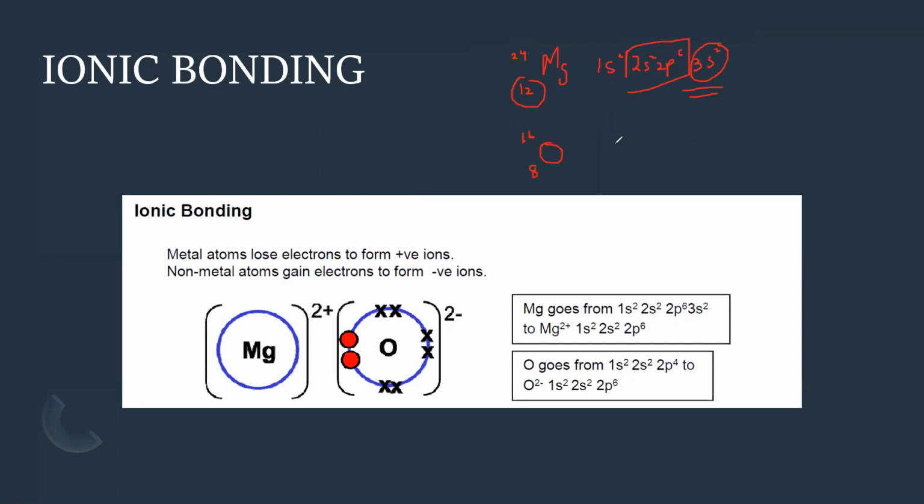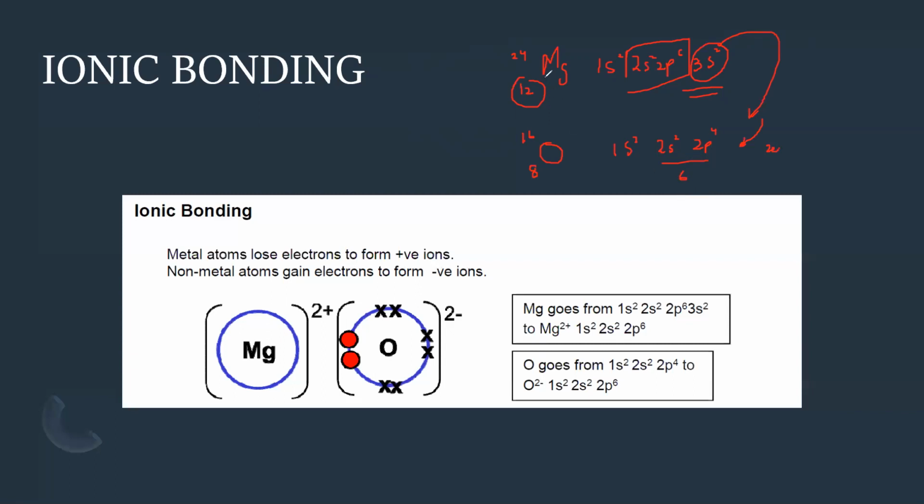When we write the electronic configuration, it is 1s2, 2s2, 2p4. So in the outer shell of oxygen, there are 6 electrons. It needs 2 more electrons to be stable. From where will it get 2 more electrons? This magnesium will lose electrons and oxygen will gain electrons.